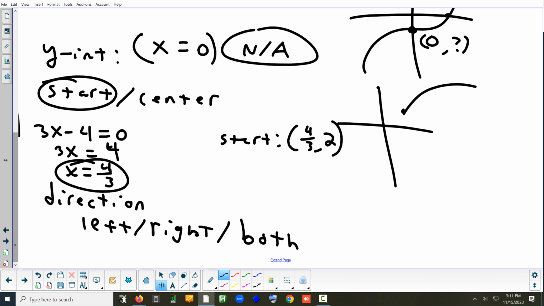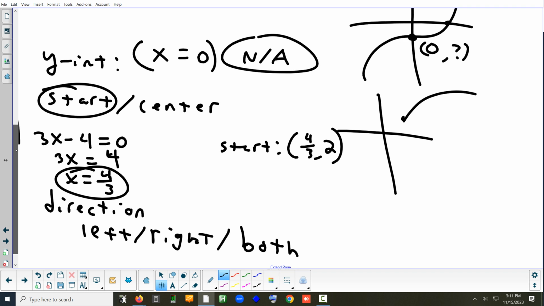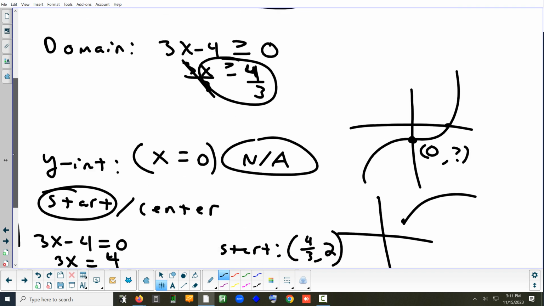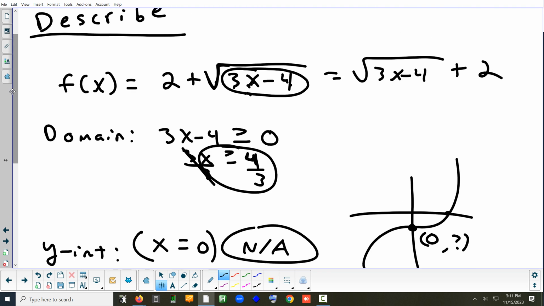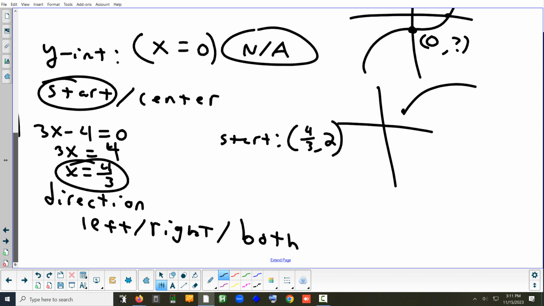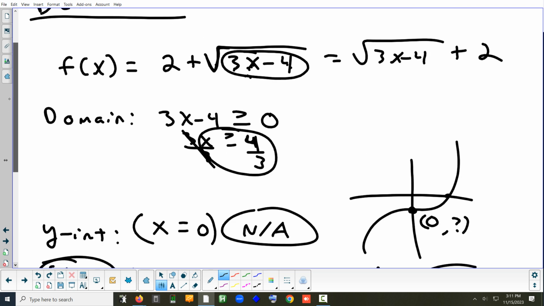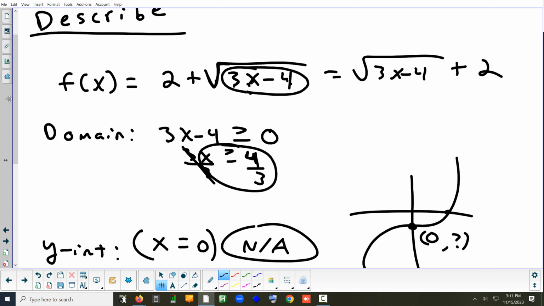Now, the direction is, I want to know which way the graph is going to go. It's either going to curve to the right, to the left, or it goes in both directions. Well, it's a square root. Do square roots go in both directions? No, that's an odd root, so it's not both. What's the direction that a root normally goes in? Right. It normally curves to the right, like that.